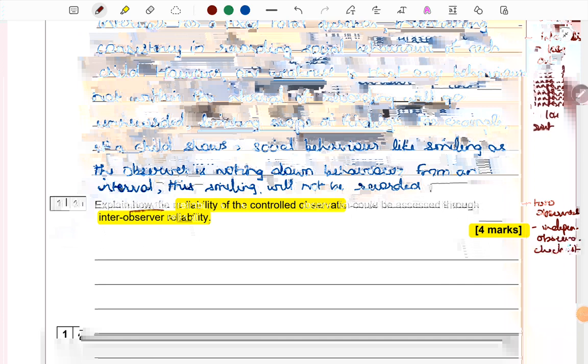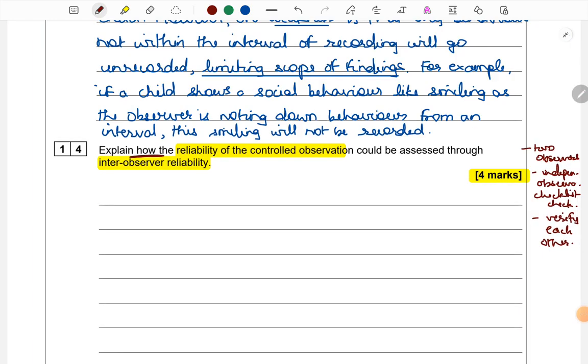Otherwise, they won't have any basis for comparison if they're using different checklists or if they're doing spontaneous recording. So first they'll have to independently observe and mark their individual checklists. Then they will have to verify with each other. Now many students in an inter-rater reliability type of question stop over here, which is a mistake. You have to explain how it could be assessed, meaning how it will be calculated as well.